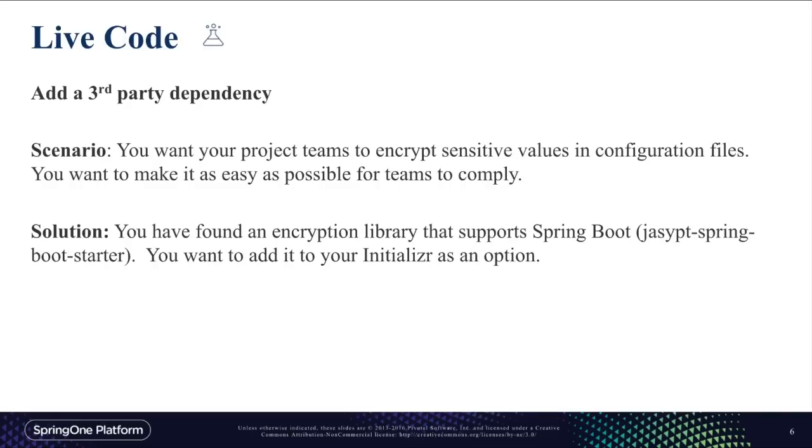So our first scenario, we have project teams. Like most, they have a properties file, but they're not encrypting their values in the properties file, and we want them to do that with anything that's sensitive. So we want to make it easy for them to do the right thing, and our solution for that then is going to be to add in the Jasypt Spring Boot starter option to the initializer. Initializer is effectively what runs start.spring.io, so we're going to show you how to do that.